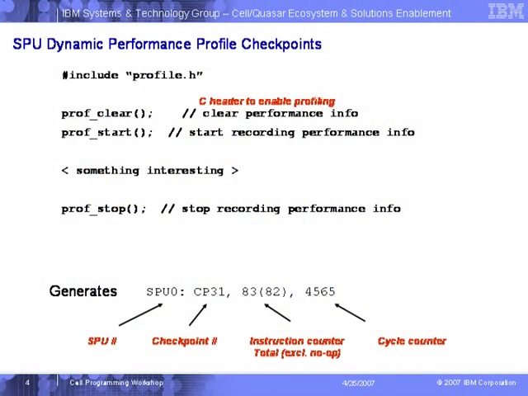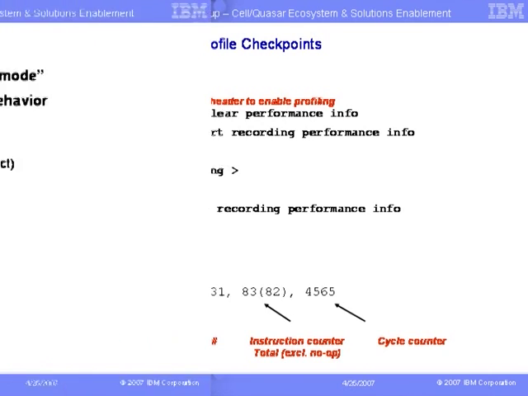It will say, depending upon the number of the SPU used, it will print the SPU number over here, and then it will say CP31, that's a checkpoint. And then it will tell you the instruction counter, the total number of instructions including the NOOPs in the outer braces, and then in the braces excluding NOOPs. And then the total number of cycles used. So for these many instructions, the total number of cycles used were these many.